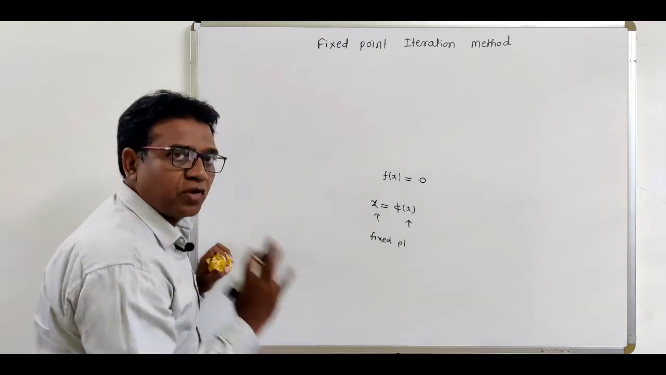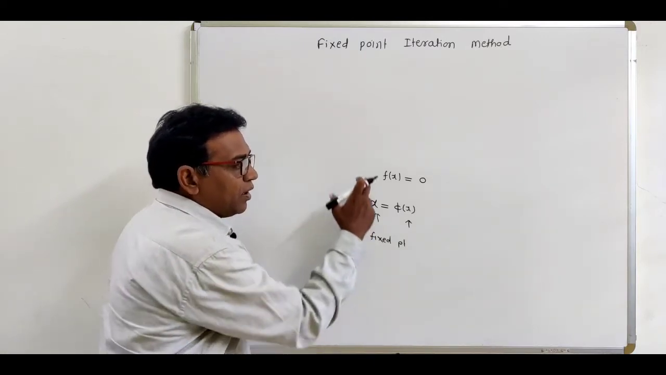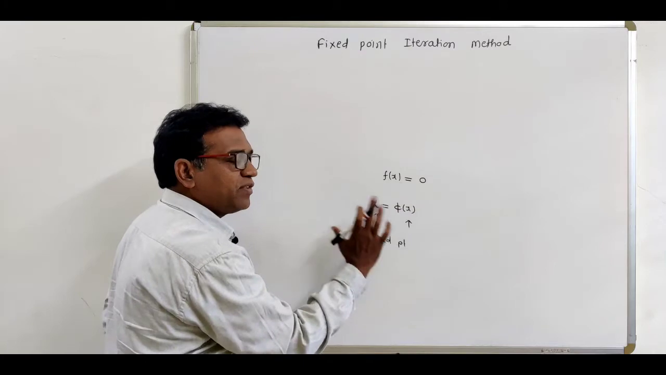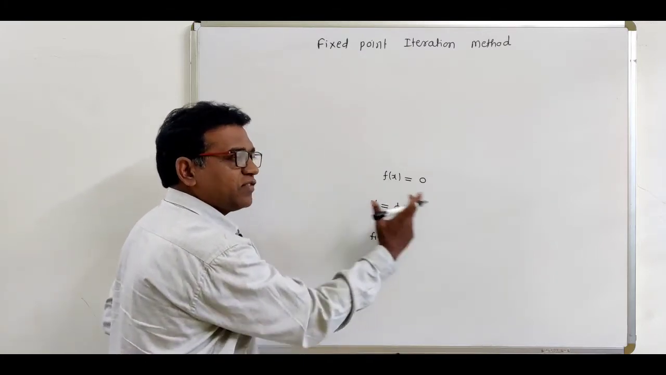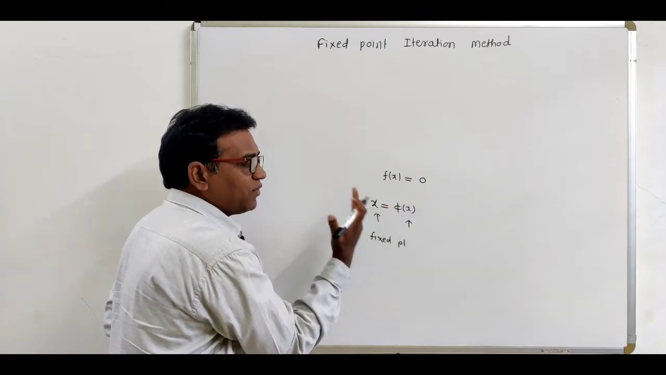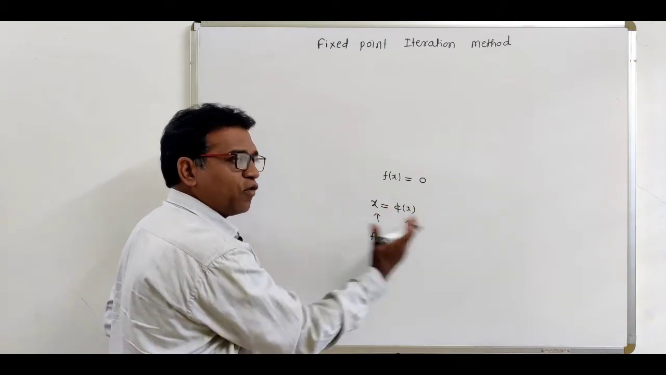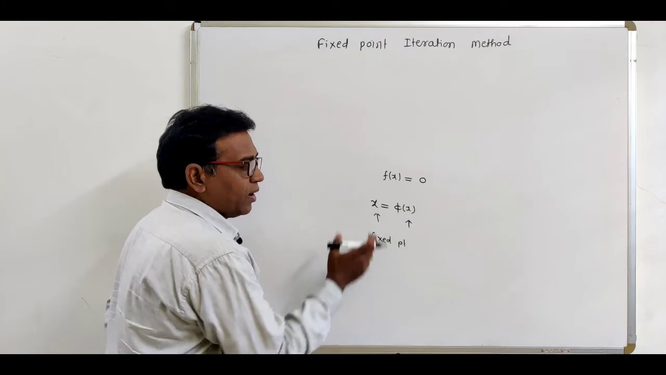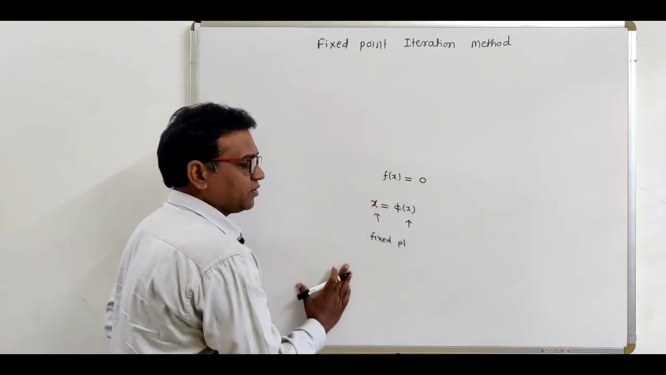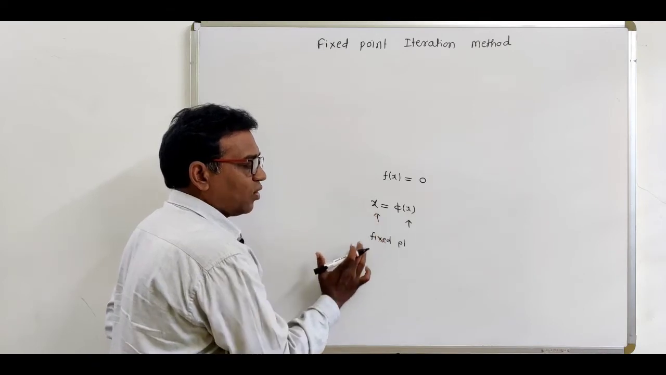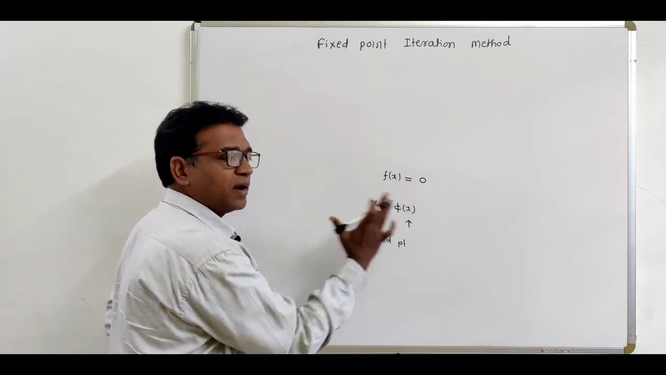See what the definition of fixed point is. Suppose we have the equation f(x) equal to 0, and we express this function f(x) equal to 0 in the form x equal to phi of x, that is, the input of the function is the same as the output of the function. Then this point x is called the fixed point of that function.